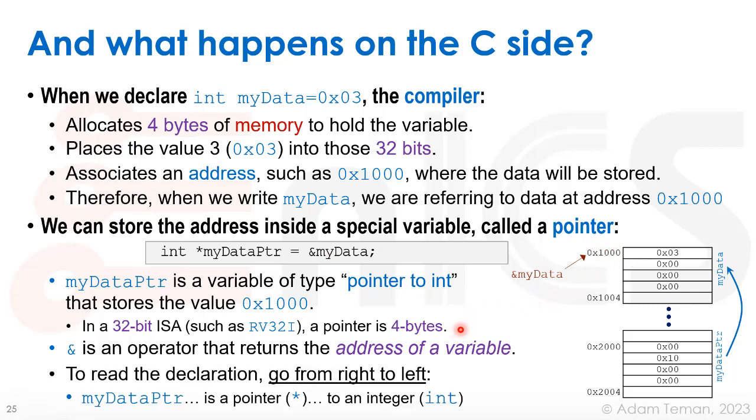And here's an easy tip on how to read the declaration. We start from right to left. We read: my data pointer is a pointer, that's what this star says, to ints. So it's pointing to an area that is 4 bytes long, 32 bits long.